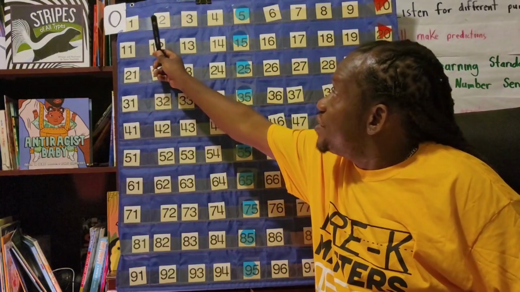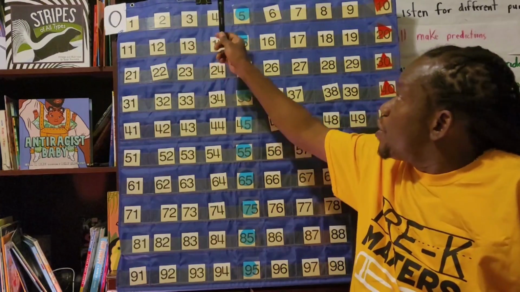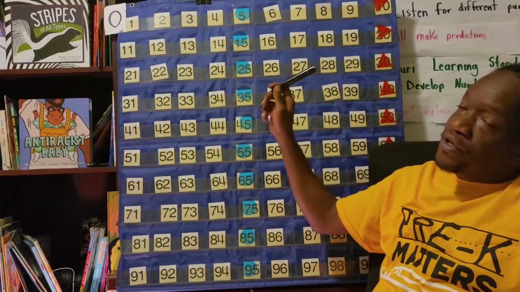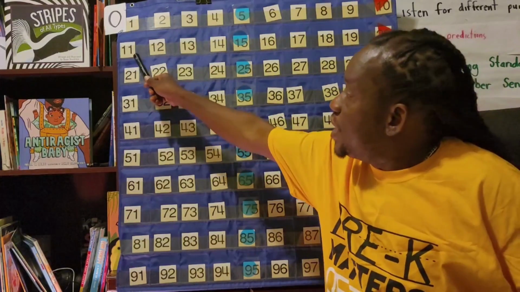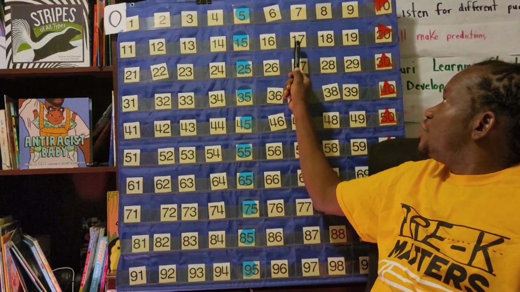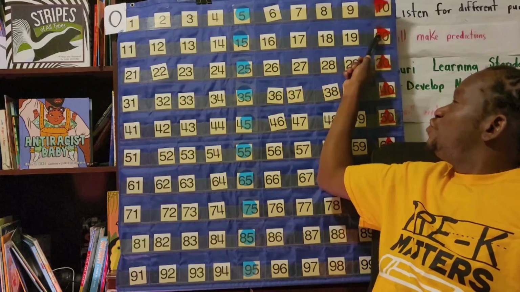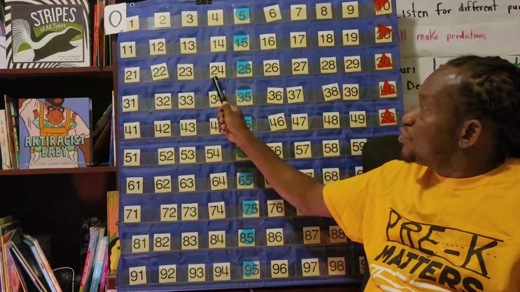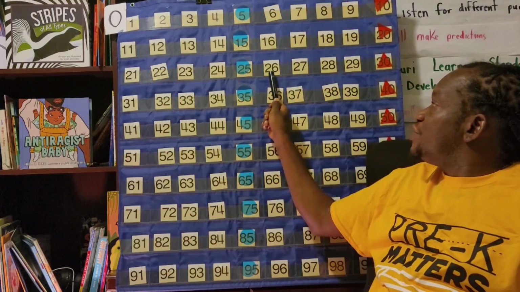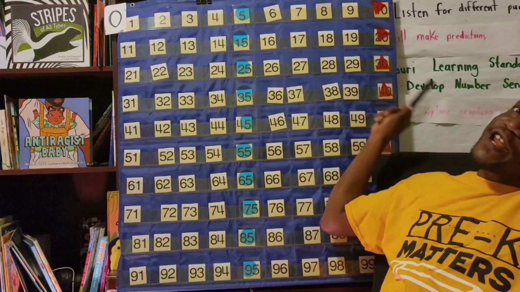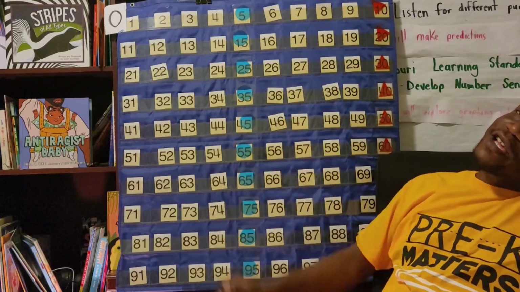0, 1, 2, 3, 4, 5, 6, 7, 8, 9, 10. Slow down. Hold on. 11, 12, 13, 14, 15, 16, 17, 18, 19, 20, 21, 22, 23, 24, 25, 26, 27, 28, 29, 30. We made it to 30.